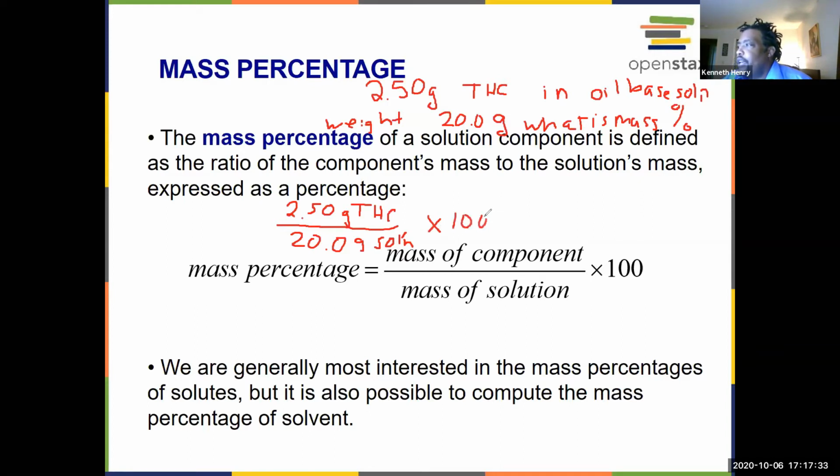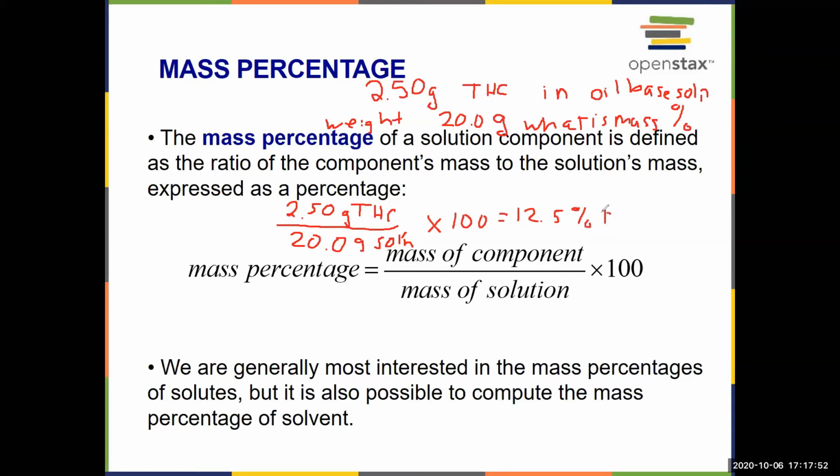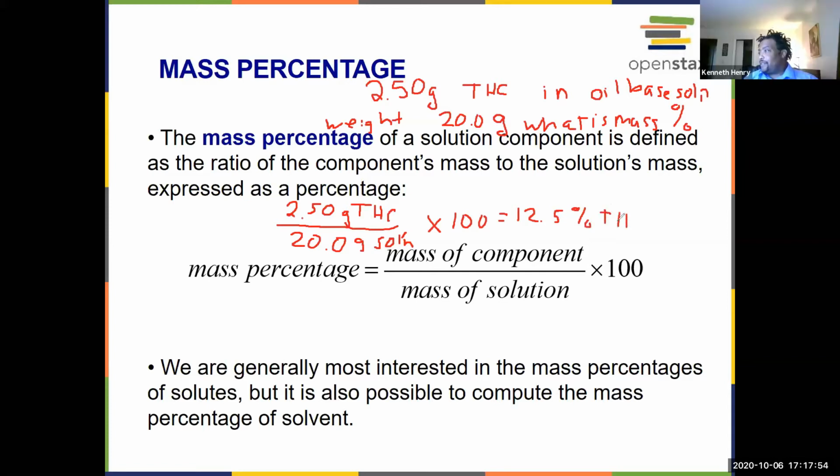Okay, so what do you guys get? I got 12.5. How many sig figs? 3. So piece of cake, right? Good. Okay, so that's percent mass.